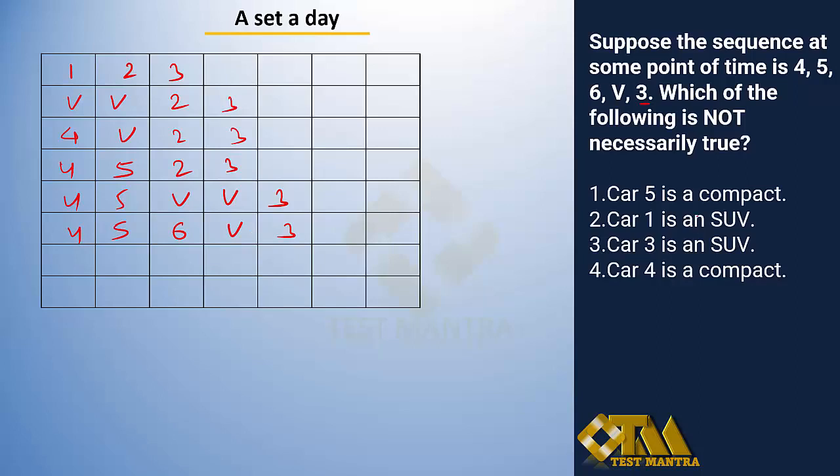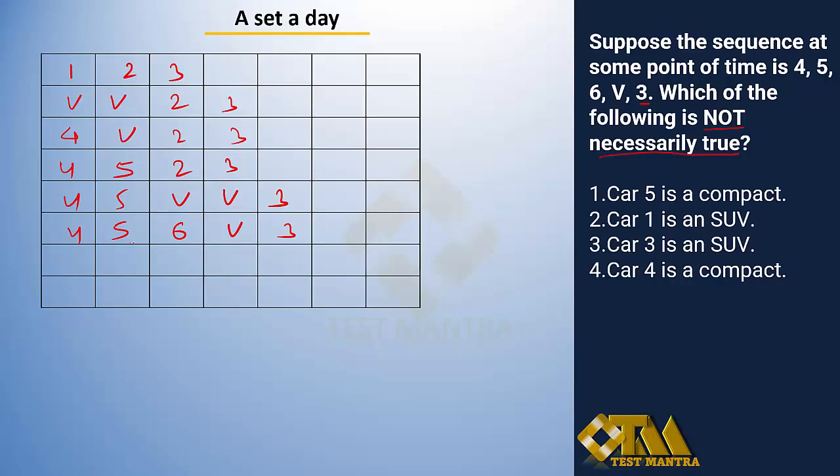So what I can identify, car 5 is a compact car. Definitely they're talking about which one is not necessarily true. Remember, they have asked not necessarily true. That means again they're talking about the possibilities here. So here car 5 is a compact car, which I can identify. Car 5 is definitely a compact car here.